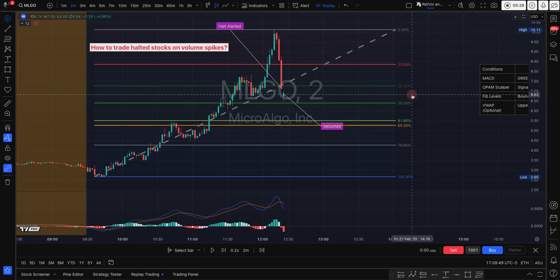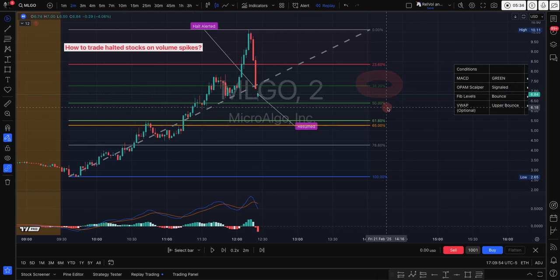Now in fib, there are a couple of support line areas: 38%, 50%, and 65 and 61. This is the golden area. Any time they bounce off these areas, you need a couple of conditions to be filled. So in this case, if it is bouncing off of the 65, I only check the scalper, which is the One Punch Algo scalper that I'm using.